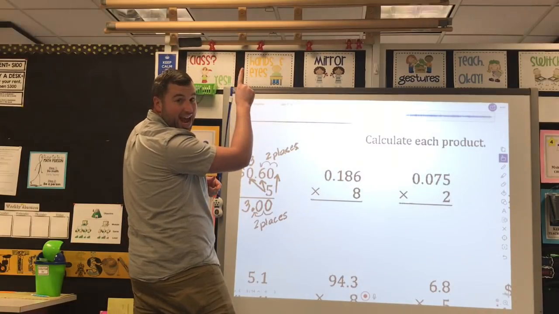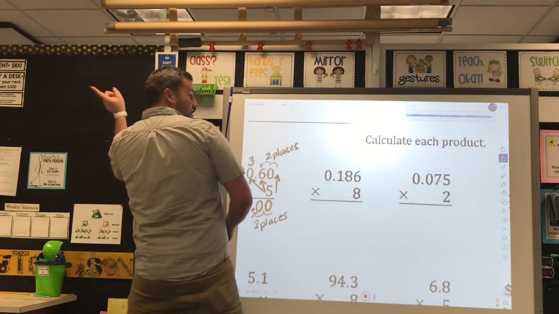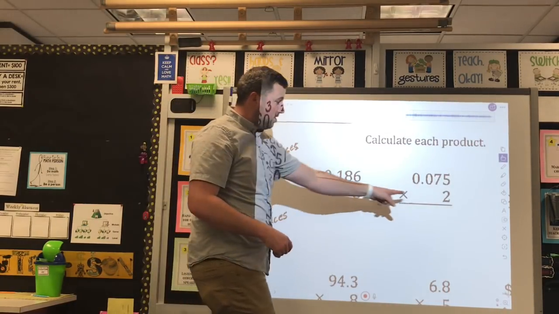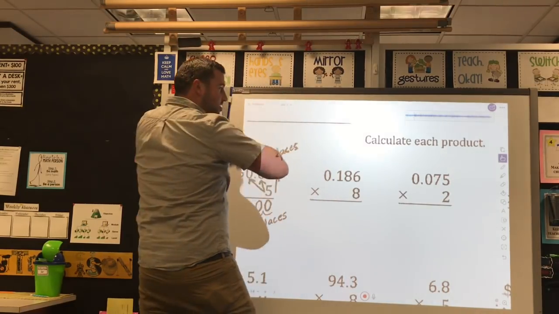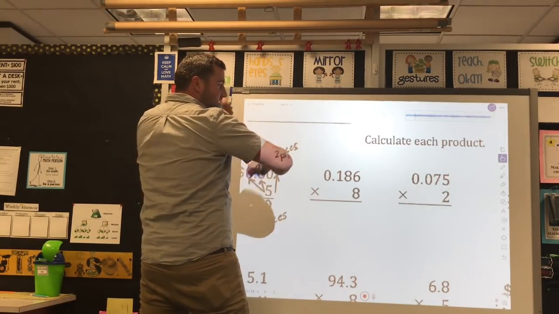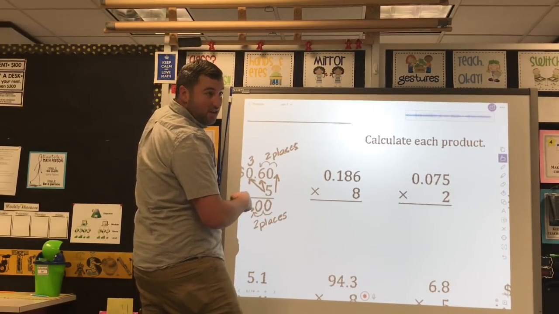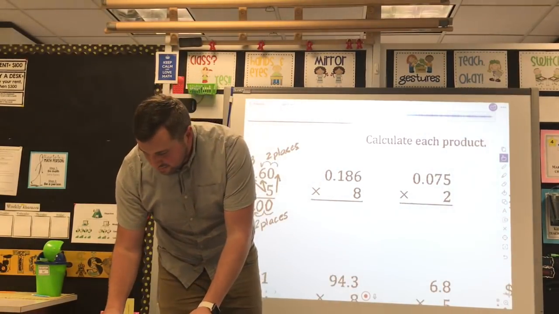8 times 6, add the regroup. 8 times 8, add the regroup. 8 times 1, add the regroup. 8 times 0, add the regroup. This one. 2 times 5, add the regroup. 2 times 7, add the regroup. 2 times 0, add the regroup. 2 times 0, add the regroup. And that's it. So let's go.